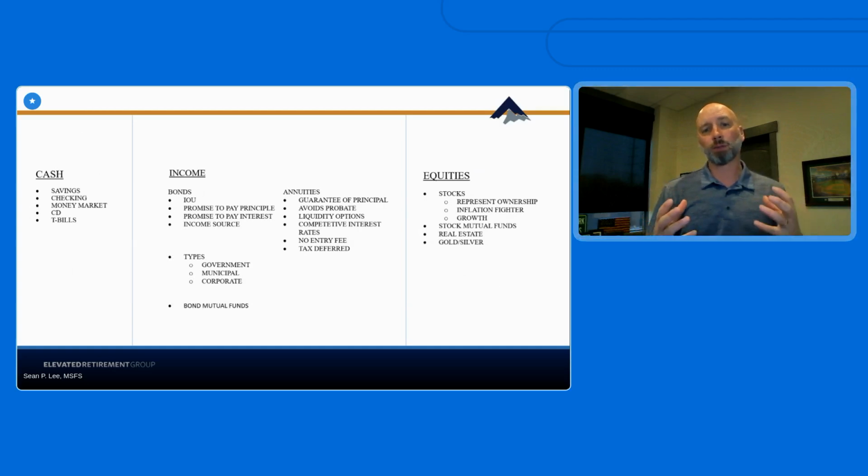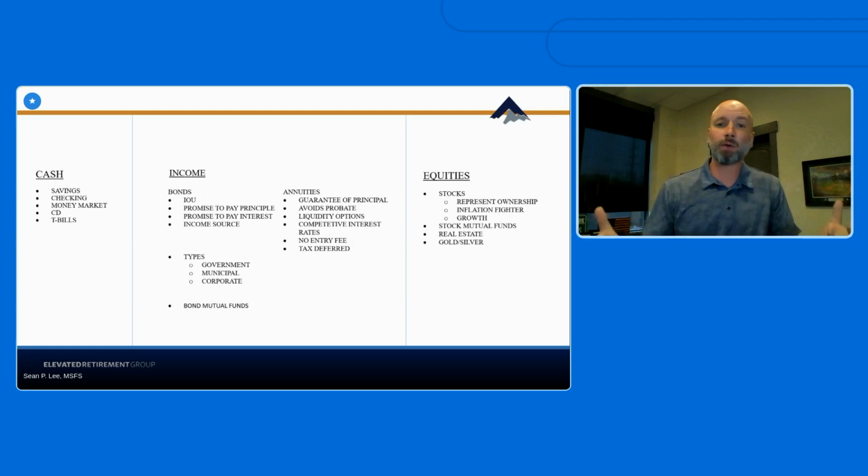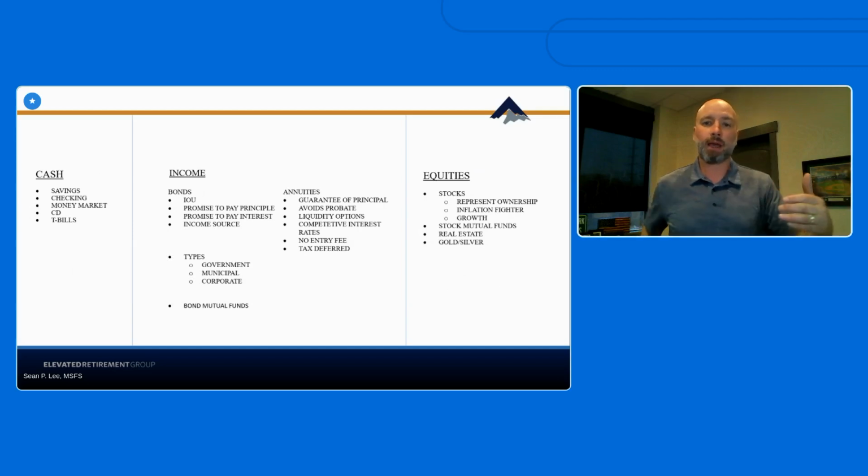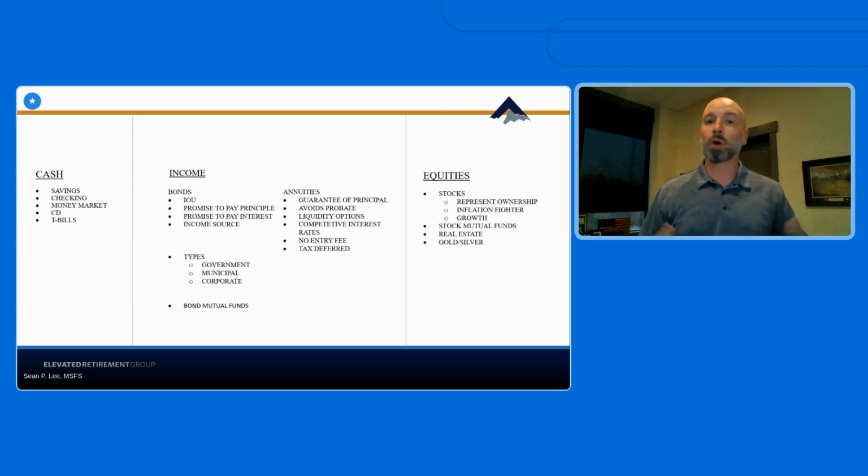So all an individual bond is a promise to pay. It's an IOU. So either the government or a municipality or a corporation, they say, hey, we want to build some roads. We're going to issue bonds and we want to borrow your money.